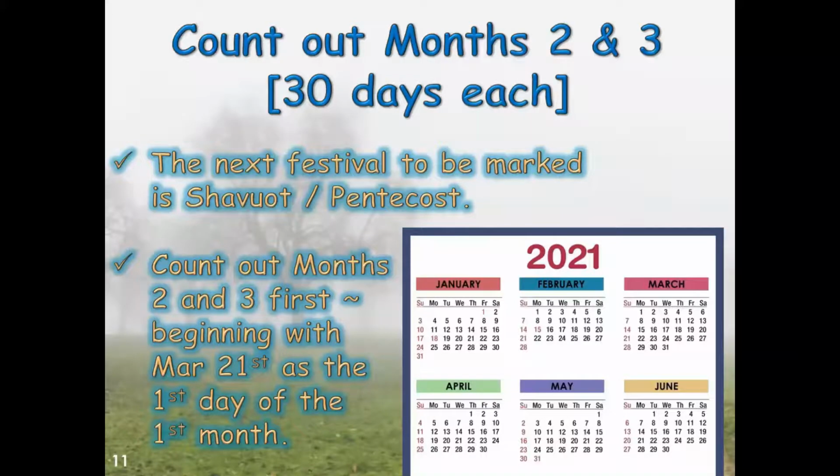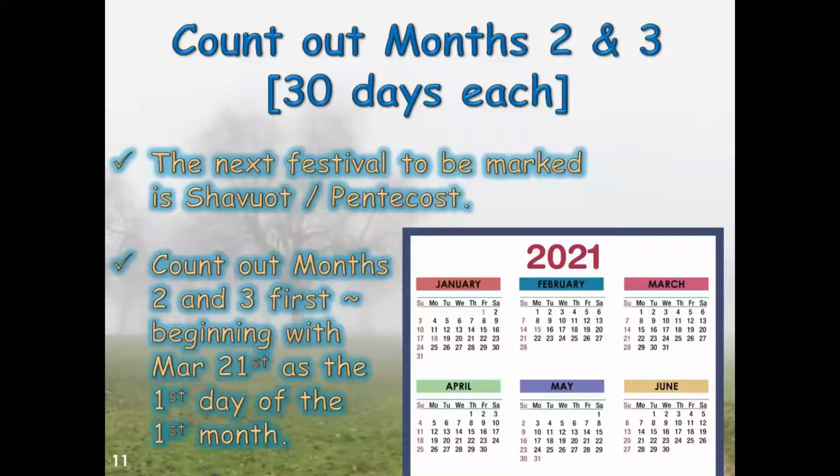Now, the months all have 30 days each. There's not some that have 31, and some have 29 or whatever. They're all 30 days each. So remember, the first day of your month was the 21st of March. Okay, so that's day number 1. Now you need to count out 30 days to get to the first day of the second month.